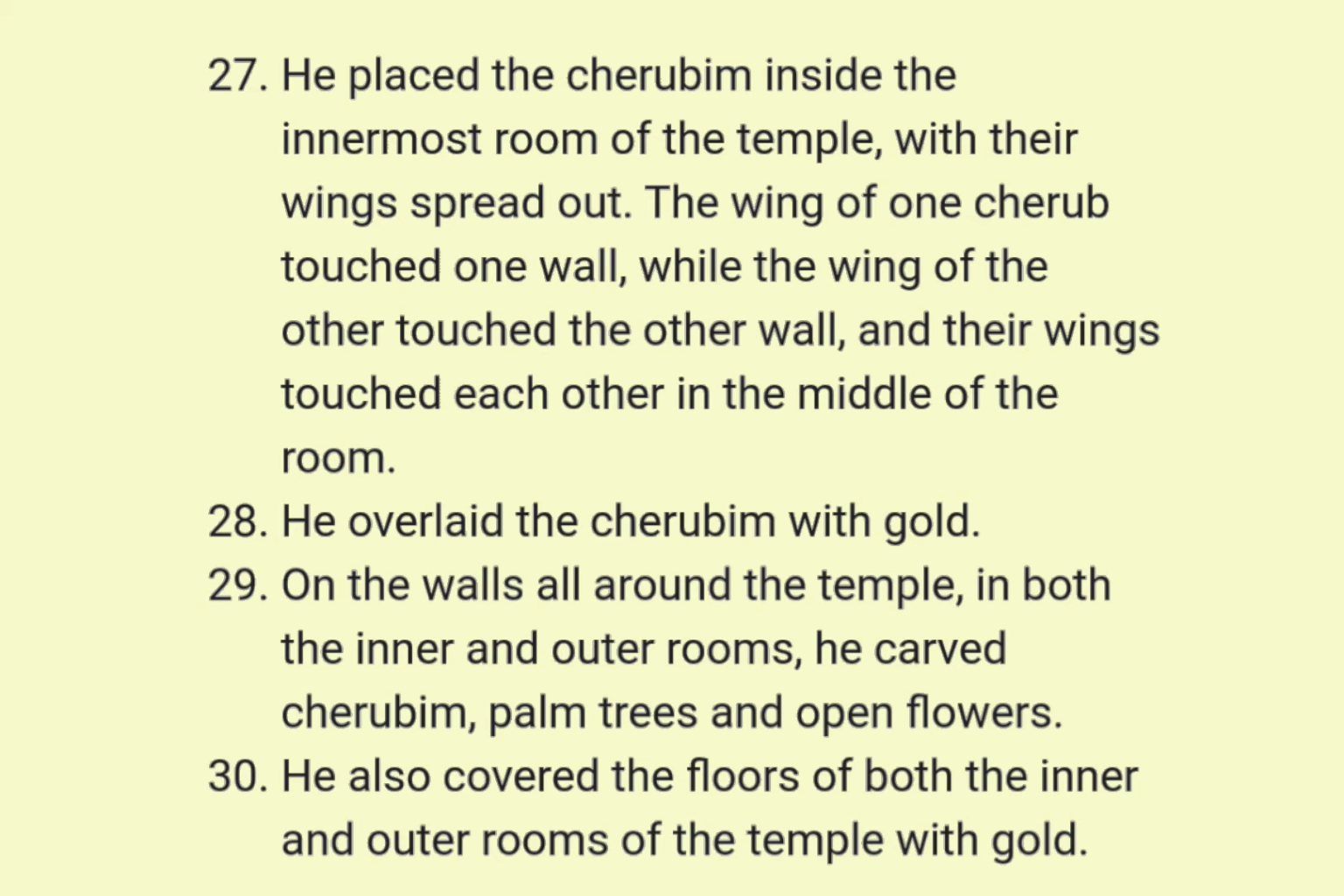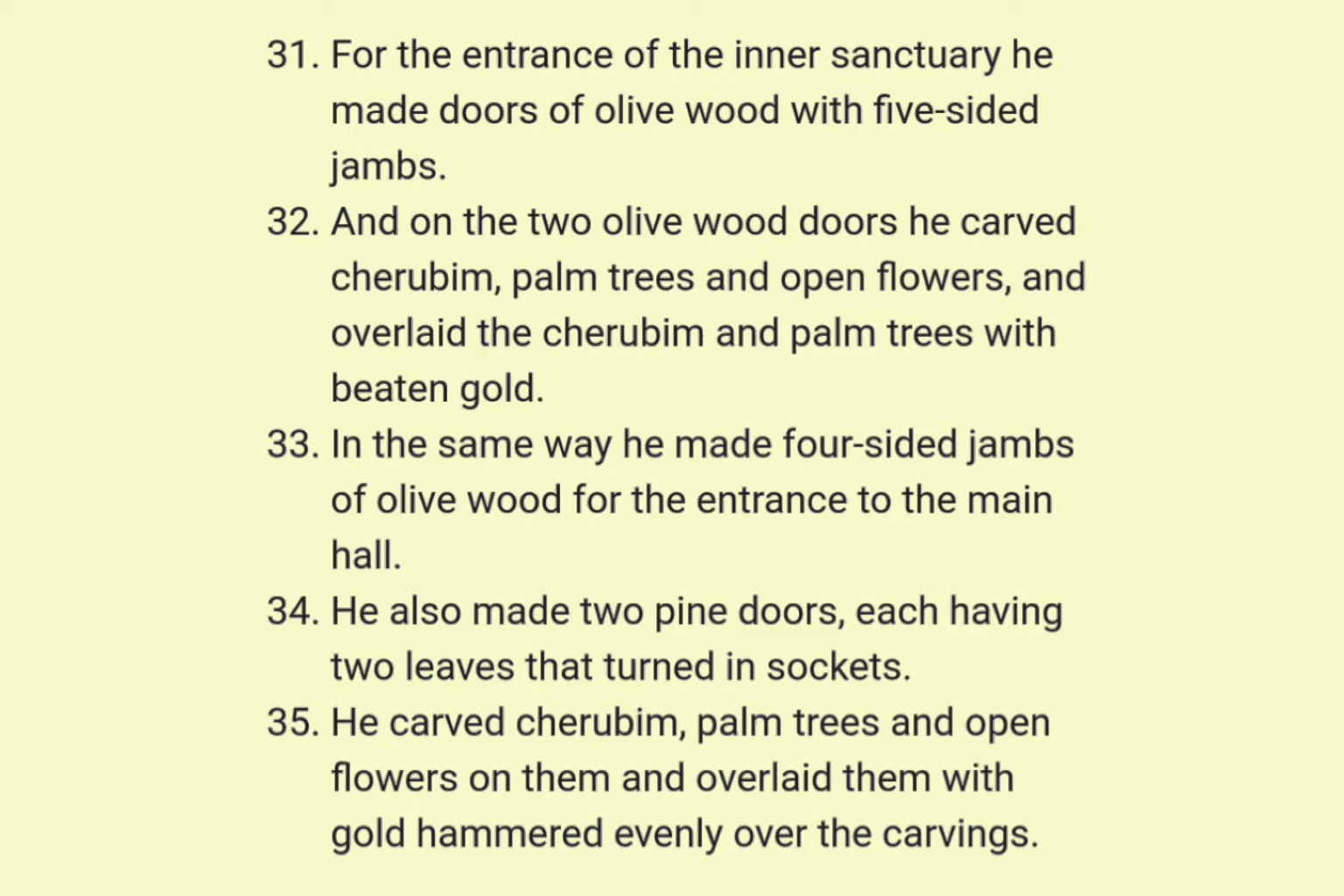On the walls all around the temple, in both the inner and outer rooms, he carved cherubim, palm trees, and open flowers. He also covered the floors of both the inner and outer rooms of the temple with gold. For the entrance of the inner sanctuary, he made doors of olive wood with 5-sided jambs. And on the 2 olive wood doors, he carved cherubim, palm trees, and open flowers, and overlaid the cherubim and palm trees with beaten gold.